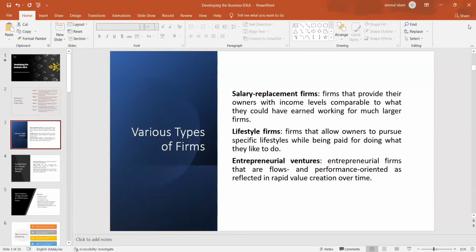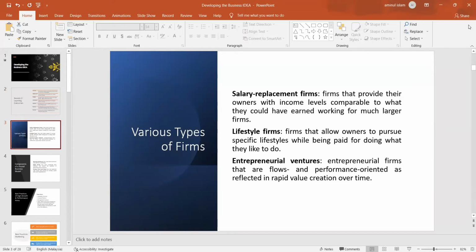Now, when we look at the types of firms that you have learned about in corporate finance or some other subjects, we divide firms into sole proprietorship, partnership, and corporations, okay? But here is different. Here we are looking at entrepreneurial ventures where a new firm is being launched.